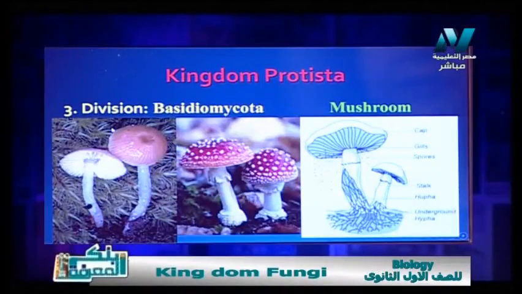The third division is called Basidiomycota. Basidiomycota includes the mushroom. And the mushroom is one of the food types that we feed on, but some of them are poisonous. Not all mushroom types are edible. And as you see, the structure of this mushroom is composed also of a great amount of mycelia.